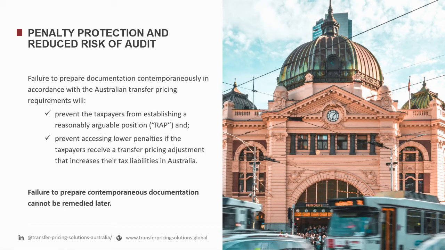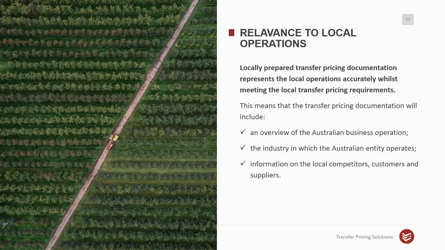So if you get an ATO notice now, you can't quickly go and prepare it now. You can prepare the documentation now, and then we're kind of hoping that it comes with the right outcome, but it's still never going to be contemporaneous documentation.